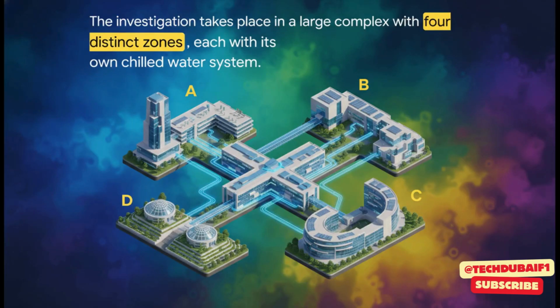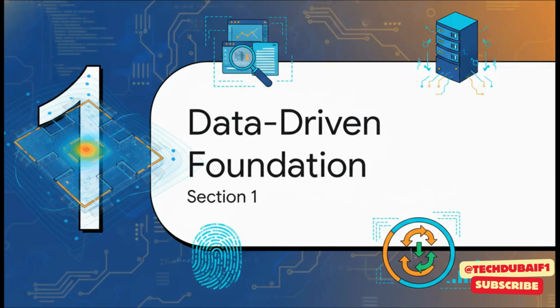And we're not talking about a small-time issue here. The setting for this investigation is a massive complex with 4 separate zones: A, B, C, and D. Each one has its own chilled water system. That means the problem could be hiding in any one of them, or all of them. So with a place that big, where do you even begin? You start with the data.